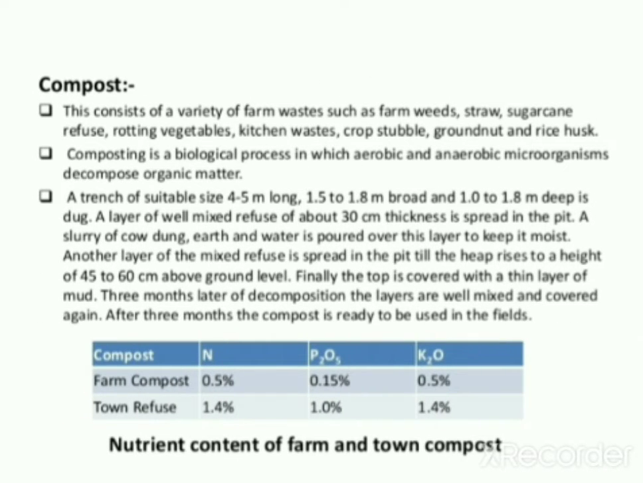Compost. This consists of a variety of farm wastes such as farm weeds, straw, sugarcane refuse, rotting vegetables, kitchen wastes, crop stubble, groundnut, and rice husk. Composting is a biological process in which aerobic and anaerobic organisms decompose organic matter.